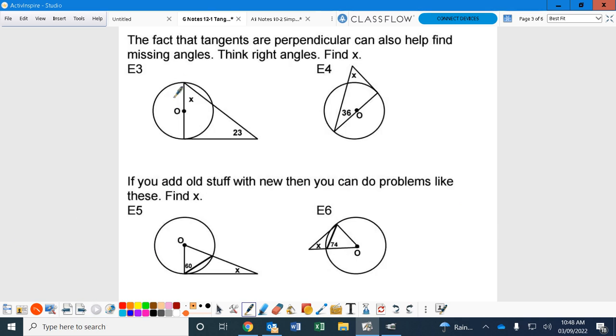Okay, here we go. So we're going to use that right angle over and over again, guys. This is also a tangent, but it happens to be tangent to a diameter instead of a radius. It's still going to form a right angle. And what does every triangle on Earth add up to? 180. So we know two angles inside the triangle. They are 90 and 23. 90 and 23 adds up to 113. And then 180 minus 113 is going to leave us 67. And that would be our x.